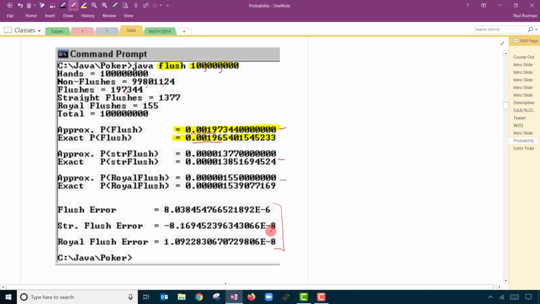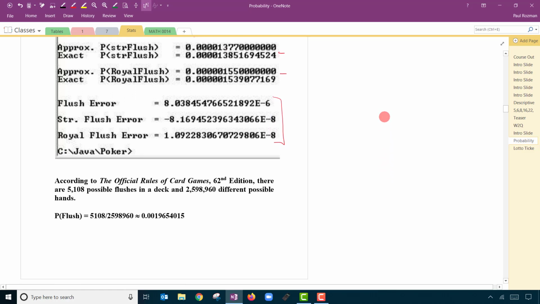So that's one way to do it. You can take advantage of random numbers to help you estimate probability. The actual number of flushes is 5,108, and there are 2.6 million different poker hands. So that's how you calculate the probability using the theoretical version. But it's difficult to get these numbers without spending time learning permutations and combinations.